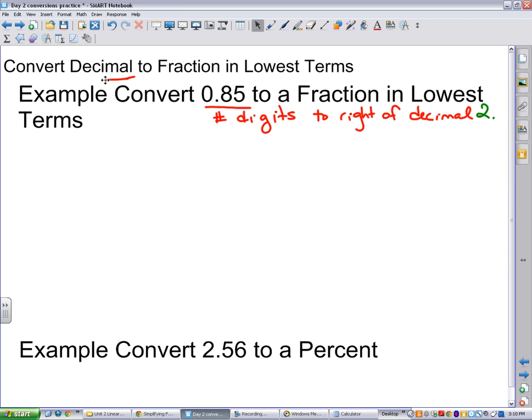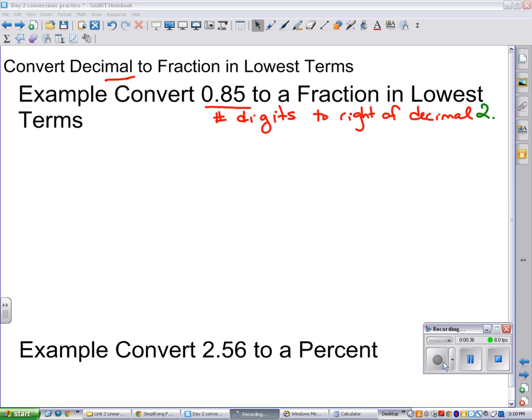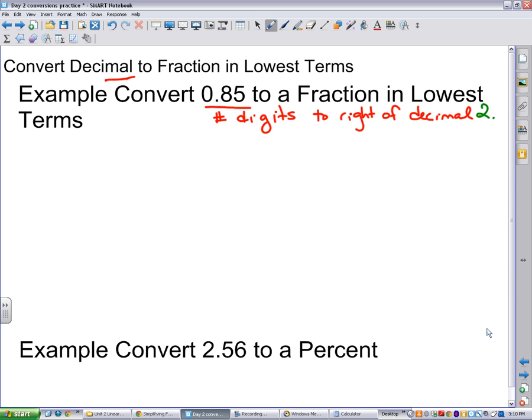So what I'm going to do is write the digits that I have, except for the leading 0, the 8 and the 5, and I'm going to write that over the number 1 with 2 zeros. The reason that I have 2 zeros is because I had 2 digits to the right of the decimal. So that's going to be my fraction.